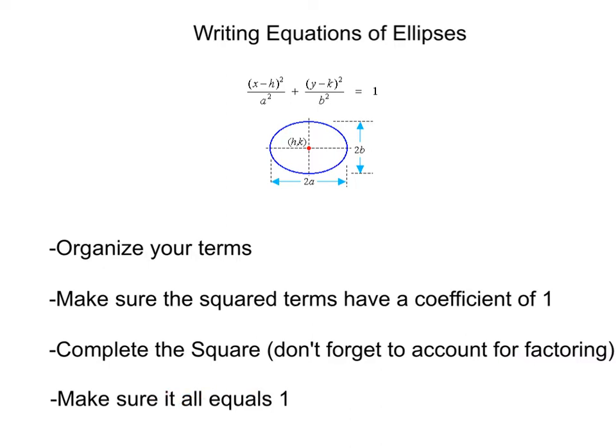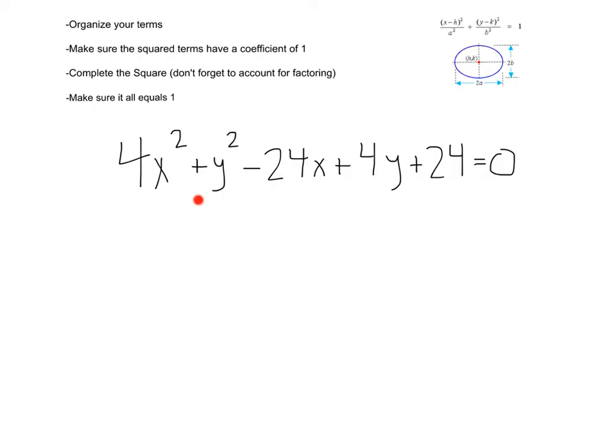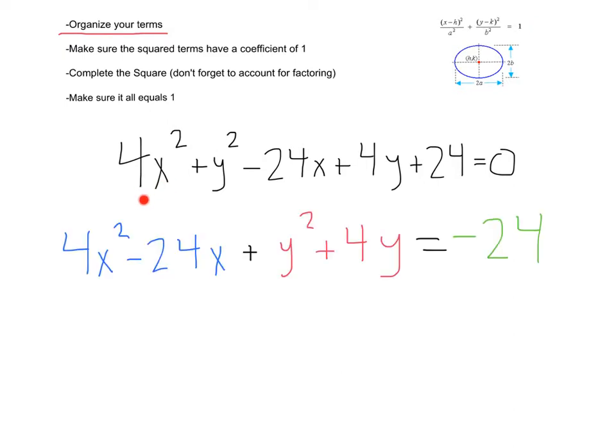Let's do this. Let's start with this equation: 4x squared plus y squared minus 24x plus 4y plus 24 all equals 0. Let's organize our terms. What this means is get our x's first, then our y's, and then set anything without a variable over to the other side of the equal sign. To do this, we can simply grab our x terms first. That's going to be 4x squared minus 24x, like I did right here.